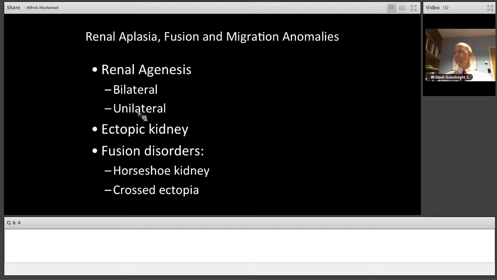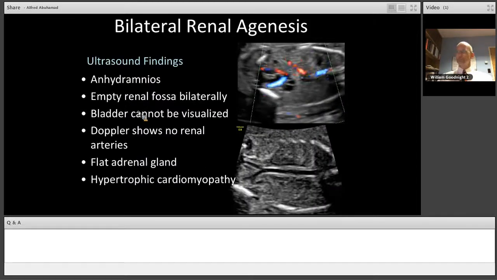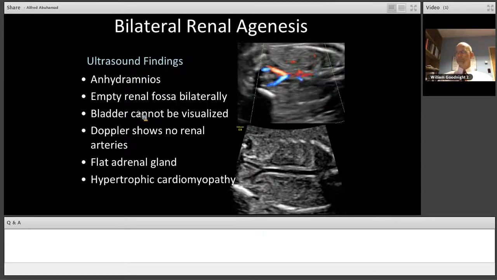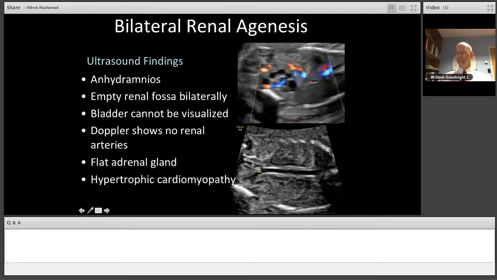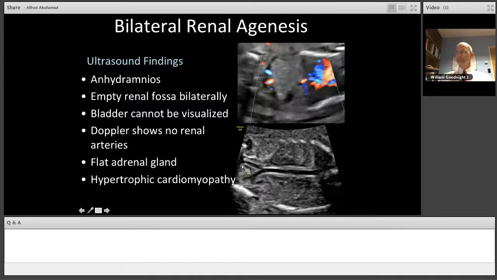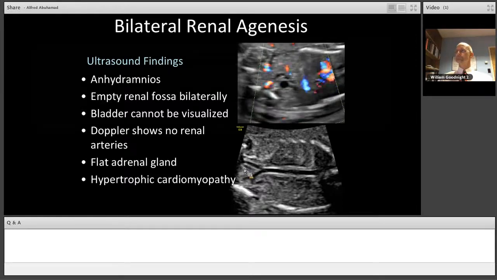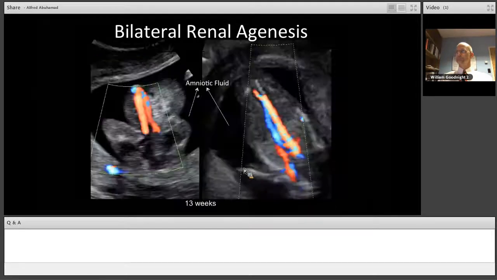So let me go quickly through the other problems in genesis of the kidney. So bilateral renal agenesis, you would see on ultrasound anhydramnios, empty renal fossa, and on your color Doppler you won't see a bladder typically here. And the adrenals are flat in appearance, and many of those fetuses have hypertrophic cardiomyopathy that you could see.